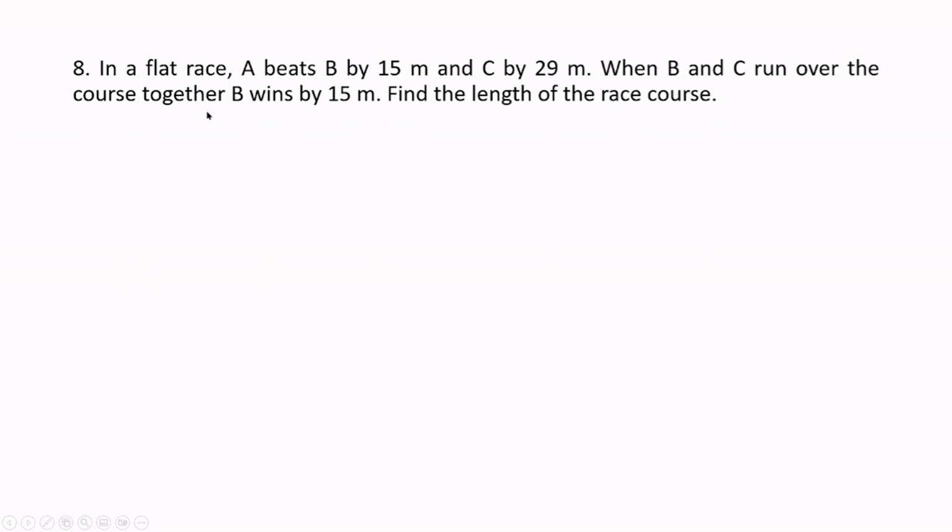Next question. In a flat race, A beats B by 15 meters and C by 29 meters. When B and C run over the course together, B wins by 15 meters. Find the length of the race course. So far we have been seeing questions where we had only two participants A and B. Now we have questions where we have three participants A, B and C. So here we have to find the length of the race course. It is given A beats B by 15 meters and C by 29 meters. Then when B and C run, we have B wins by 15 meters. So using these two information, we have to find the length of the race course.